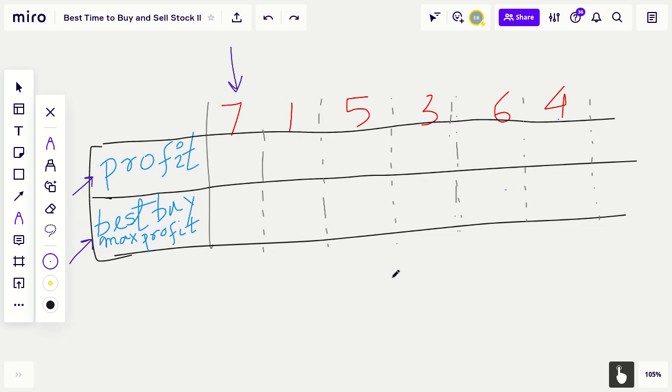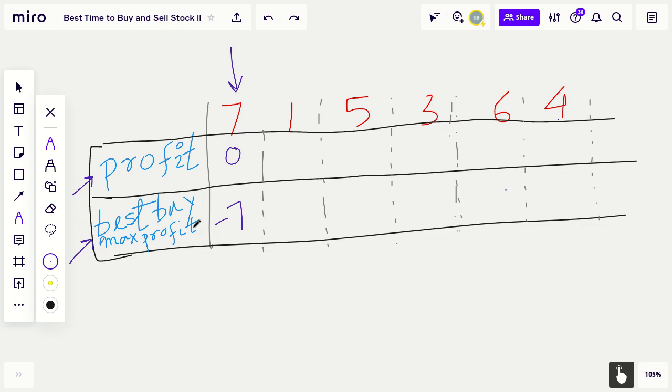So I am going to initialize our profit variable by 0, and this best buy max profit by -7. Why -7? Because this is day 1, and you are putting money from your pocket to buy this stock. Money is going out of your pocket, that is why your profit is lying at negative. Because you are not currently holding anything. That is our primary assumption.